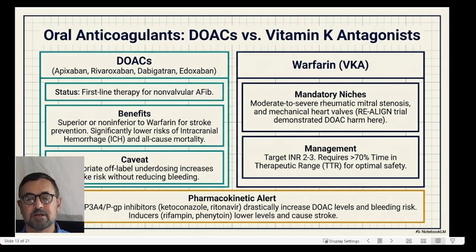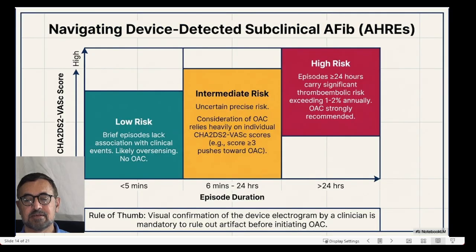Now, what anticoagulation to use, a DOAC or a warfarin? DOACs are first line for non-valvular AFib due to lower bleeding risk and improved safety. Warfarin is reserved for specific populations such as mechanical valves or rheumatic mitral stenosis. Key point is to avoid inappropriate dose reduction of DOACs, as this increases stroke risk. Also, drug interactions such as CYP3A4 and P-glycoprotein must be considered.